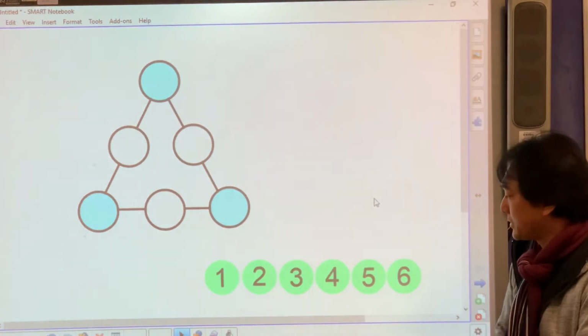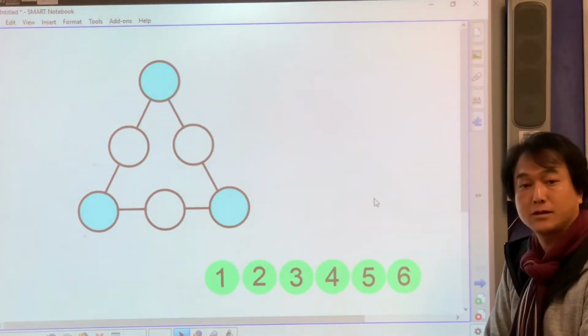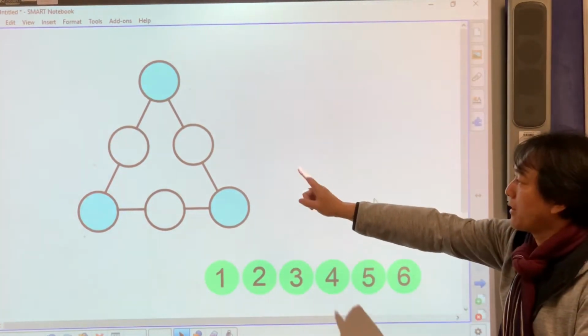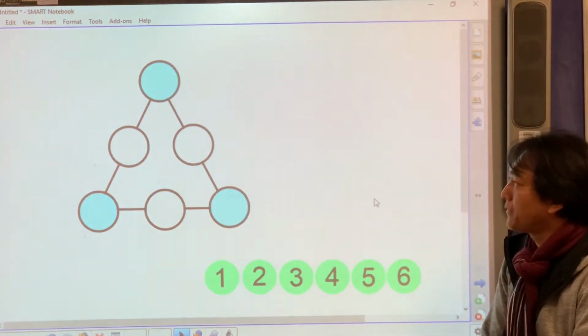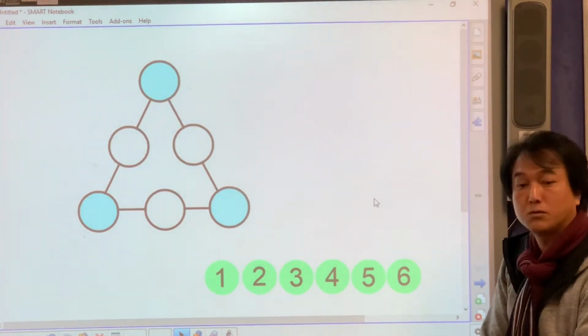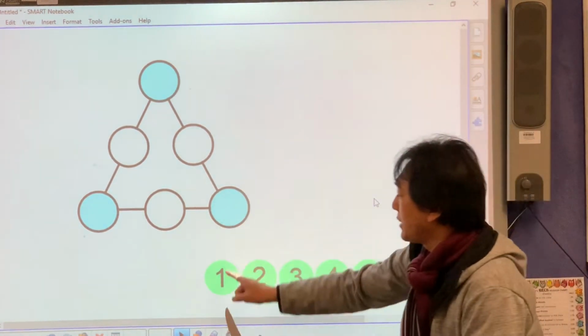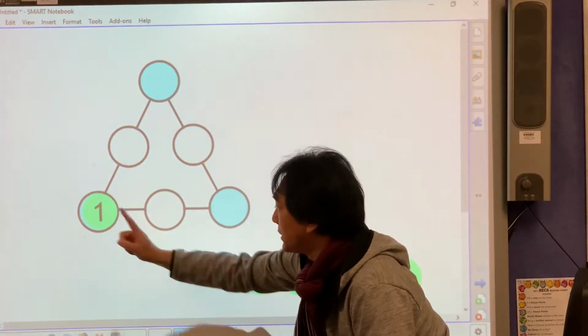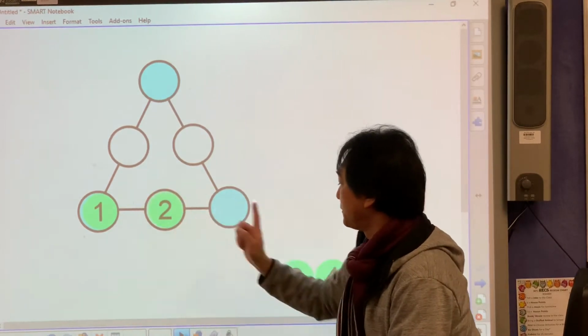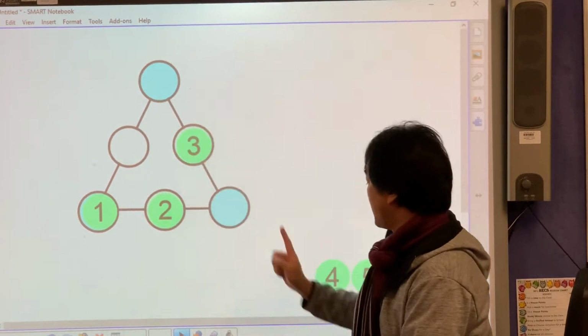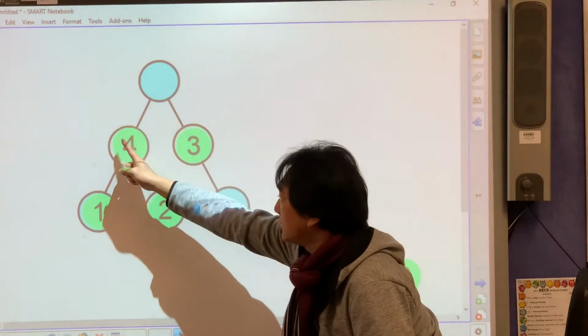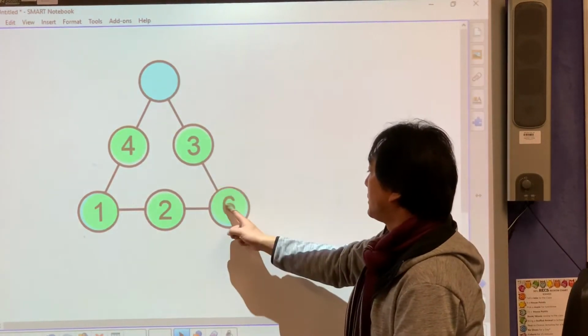The rule's simple. You're going to place these 6 numbers on that triangle. You have 3 circles on each corner, and each side has a number circle as well. So if you place these numbers just randomly, let's do this.